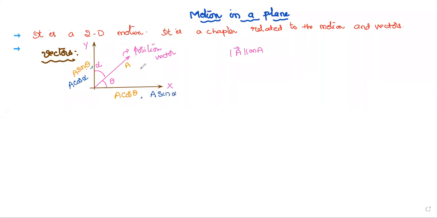Any confusion, Nana? Is it clear? Very good. So these are the representations. This is called resolution of a vector. This one we already discussed in basic maths. This is resolving a vector into components, 2 components. This is 2 dimension.